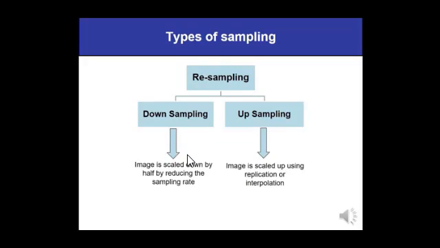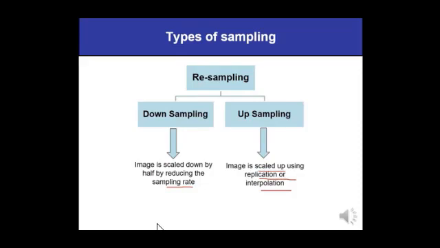Now students, let's see the types of sampling. Sampling has two types: up sampling and down sampling. In down sampling we scale down the image by reducing the sampling rate by half, and in up sampling we scale up the image by replication or interpolation. We will understand this when we solve some sums based on it.